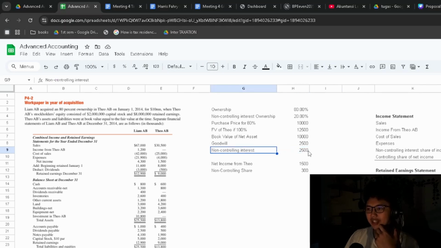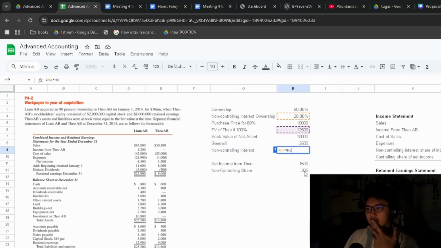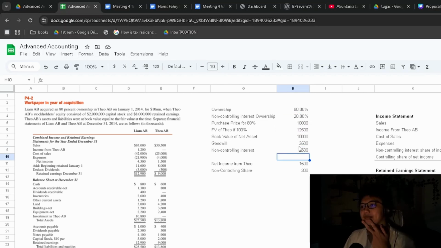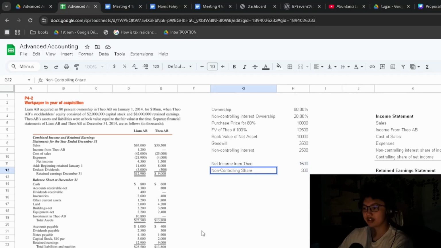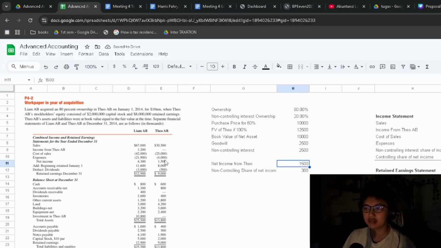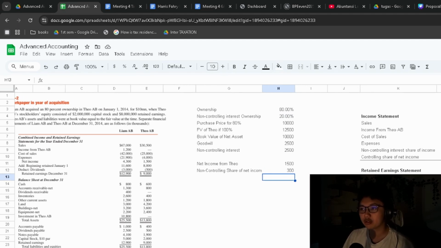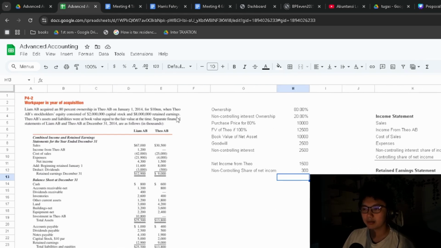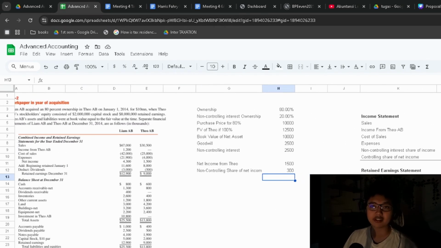Another thing that I also calculated is the non-controlling interest, which can be calculated by multiplying the 100% purchase price with the ownership of non-controlling interest, which is 20%. Another thing that I calculated is the non-controlling share of net income. This is net income from Theo, which I got from here, and the non-controlling share should be 20% of it. That's where I get that. This information will be useful when we create the consolidation work papers.